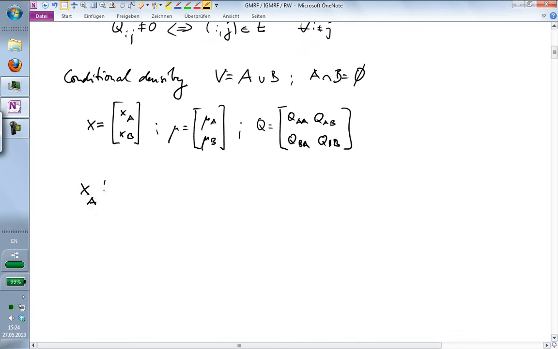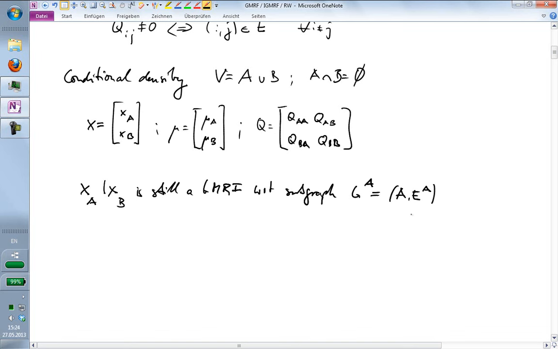If I'm now asking about the distribution of my set of random variables xA conditioning on xB, then this is still a Gaussian Markov random field with respect to a subgraph GA that comprises only the vertices in A and only edges of which both incident vertices are also in A. So EA is the set of edges ij where i is in A and j is in A, and i and j must be different.